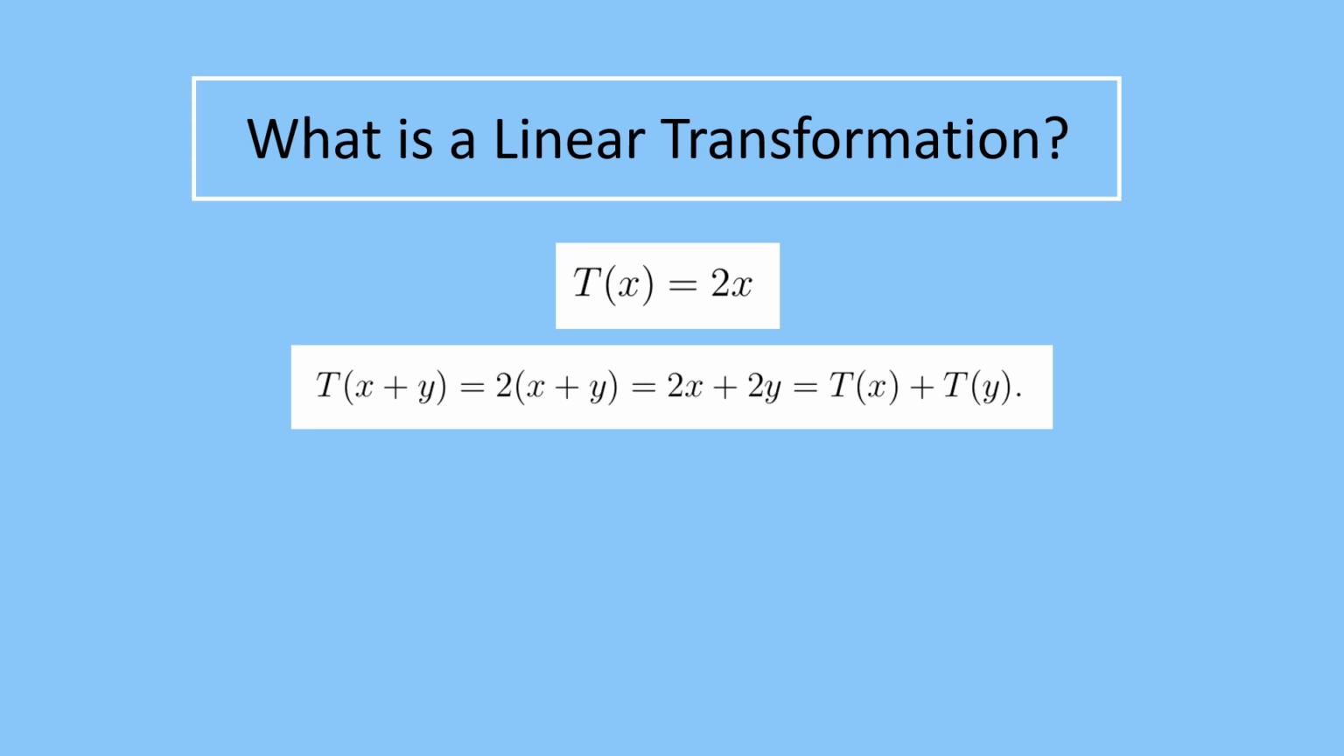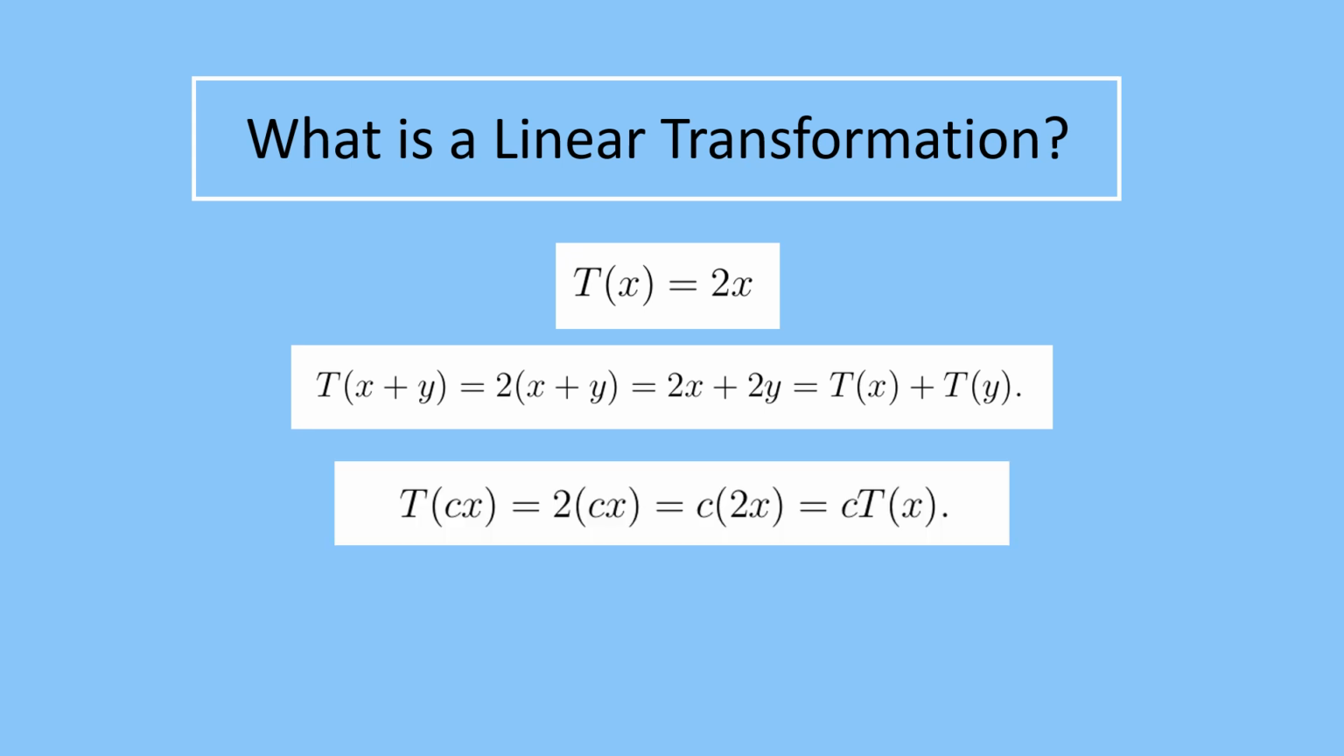Now, let us check the second property, homogeneity. T(Cx) equals 2 times Cx, which is equal to C times 2x. This simplifies to C times T(x). Since both additivity and homogeneity are satisfied, this transformation is linear.